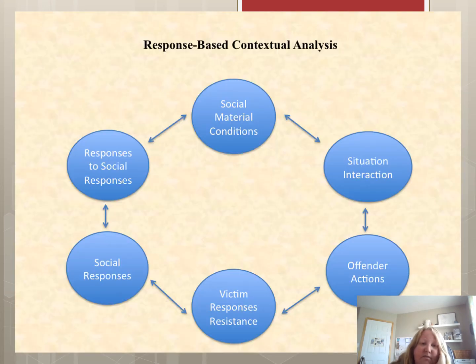All right. So the response-based model really looks at abuse in a little bit of a different way. We'll talk about the power and control wheel after, but also the cycle of violence. But both of those, according to this model, don't honor the resistance the victim uses in the context of abuse.